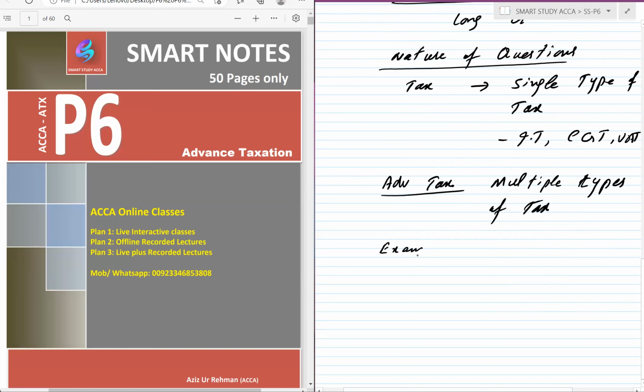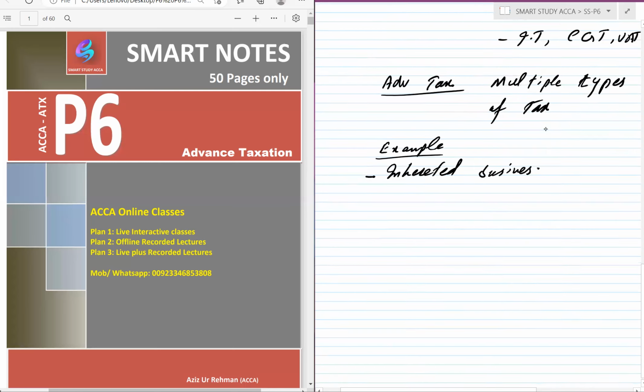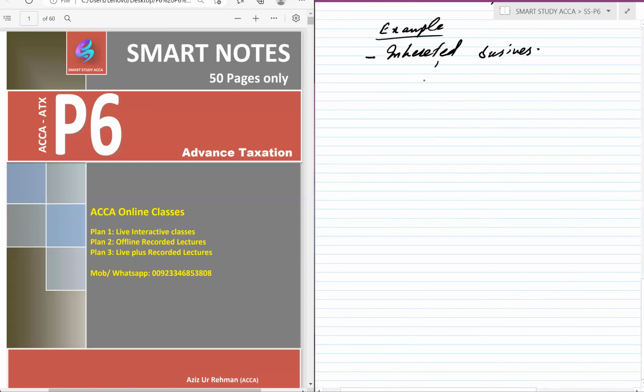In the advanced taxation paper, an example could be that you have inherited a business. It is a very basic example. Because you have inherited a business, there will be inheritance tax implications. And because it is a business, you will receive income from it in the future, so you will have to pay income tax. So there will be inheritance tax and income tax implications in the same question.